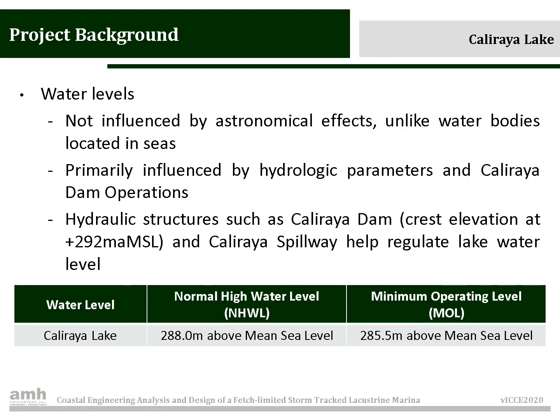Unlike other water bodies located in open seas, the lake water levels are not influenced by astronomical effects, but instead they are primarily influenced by hydrologic parameters such as rainfall and river runoffs and Caliraya Dam operations. Hydraulic structures such as the Caliraya Dam and Spillway also help regulate the lake water level. Shown here in the table are the operational water level requirements of Caliraya Reservoir, with a normal high water level at 288 meters above mean sea level and a minimum operating level of 285.5 meters above mean sea level.